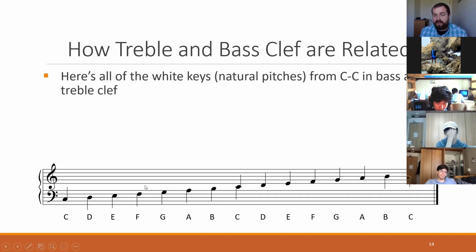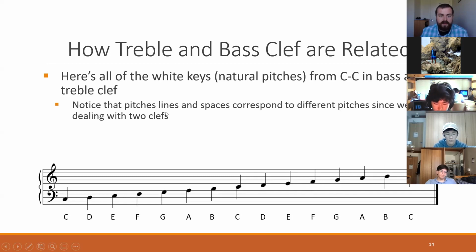I want to draw your attention to something. If this is F, remember in bass clef, we can go down to C. If this is G in treble clef, we can go down to C or up to C. But notice that lines and spaces correspond to different pitches since we're dealing with two different clefs.